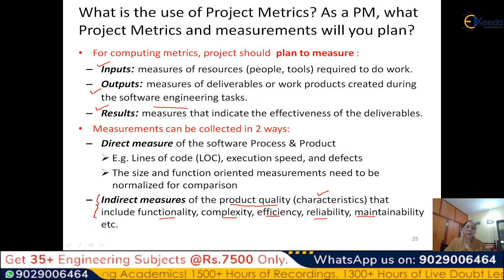So what are the kinds of product quality? It can include the functionality that has been delivered. It can deal with the complexity. It can also see the efficiency, the reliability, that means it's not failing, and maintainability. So all the quality characteristics that we require the product to acquire, when we want to measure them, we have to go for an indirect measure.